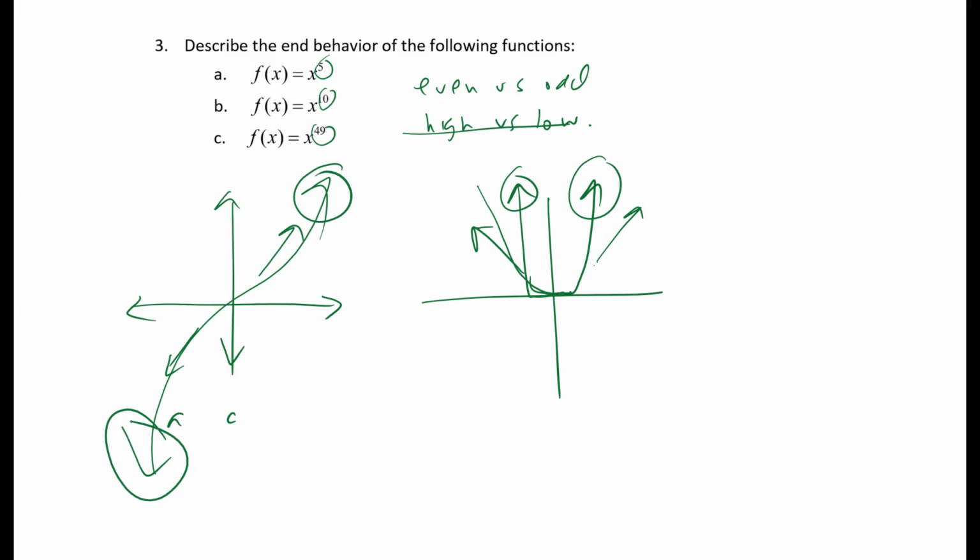That's what it means by end behavior: what's happening as x gets really big or really small, really positive or really negative. So you're just describing which direction these arrows are going. Are they heading up and to the right or down and to the left?